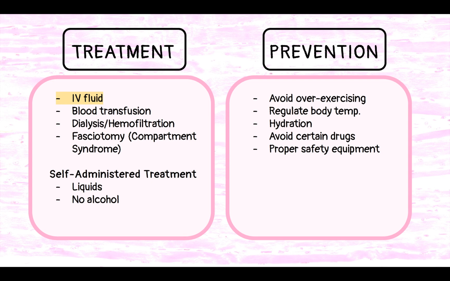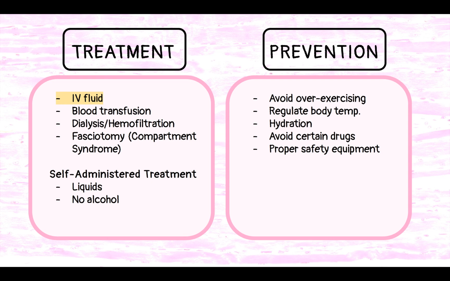IV fluids are always given to patients as treatment. In more serious cases, a blood transfusion or dialysis may be required if the kidneys are badly damaged. A fasciotomy may be required in the case that the patient has compartment syndrome. Patients can self-treat by drinking lots of liquids and staying away from alcohol.